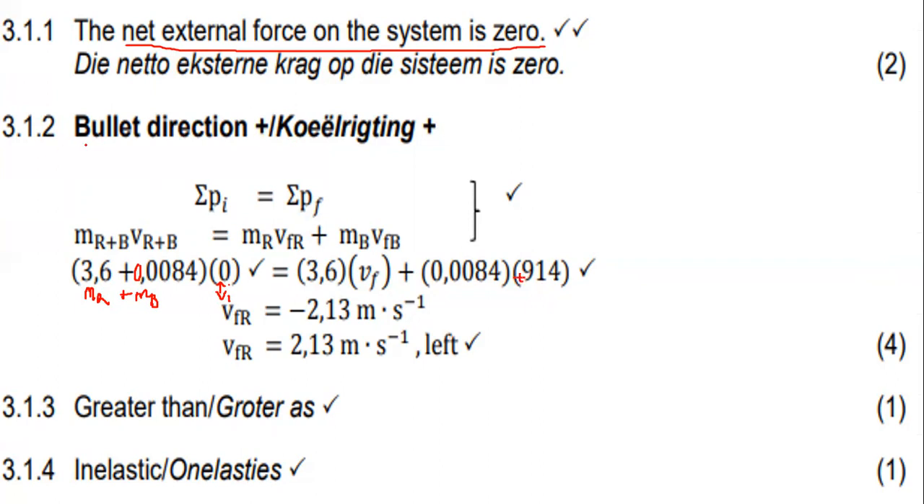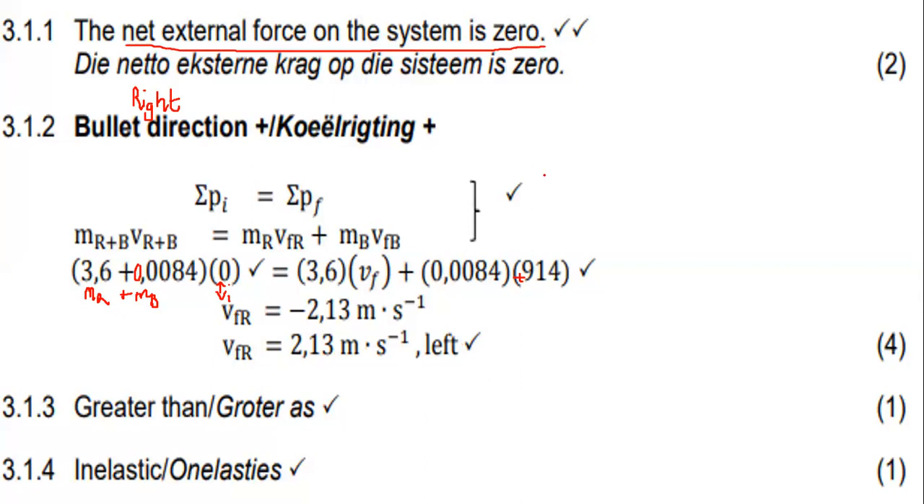Why? Because we said the direction of the bullet must be positive. And simply put, you can easily just say, because we see the bullet is going to the right, we are basically saying the right is positive. Then you work this out, you will see that you get negative 2.13 meters per second, and therefore the final velocity of the rifle is 2.13 meters per second, and it must be to the left.